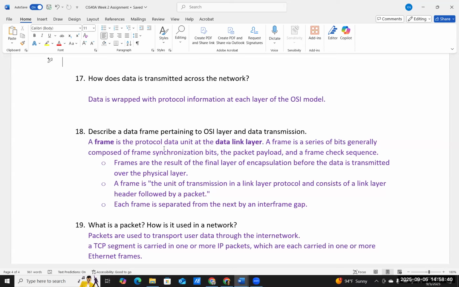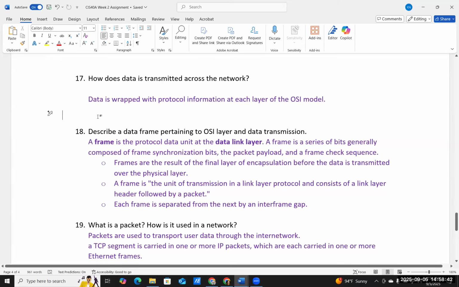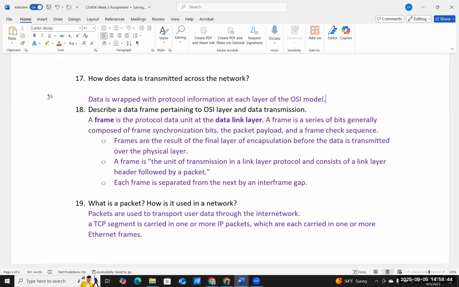Okay, that brings us to the next question. So then what is a packet? A packet is used to transport your data from one network to the next. Inside a network, we use frames. Okay, that's what a switch uses. The router uses the packet.